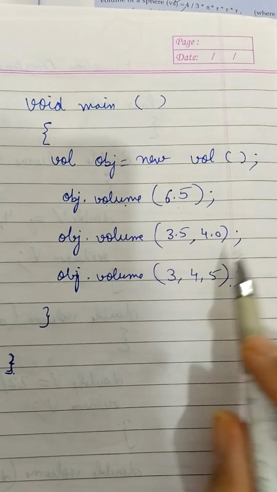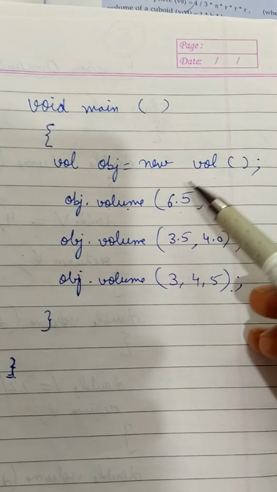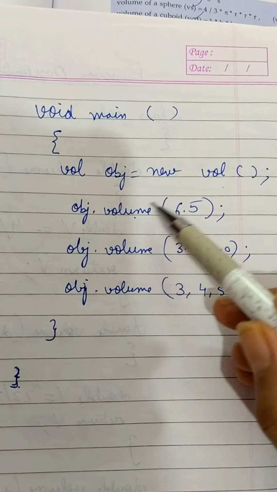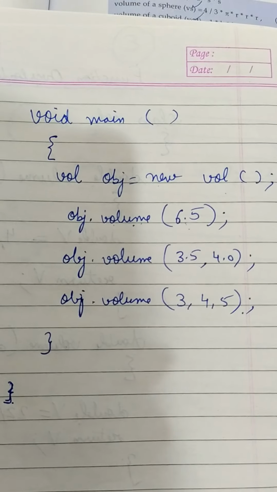Like this you can call your overloaded methods. Firstly you have to make an object of the class. Then with the object name you can call the name of the method and you have to pass the arguments. Is it okay?